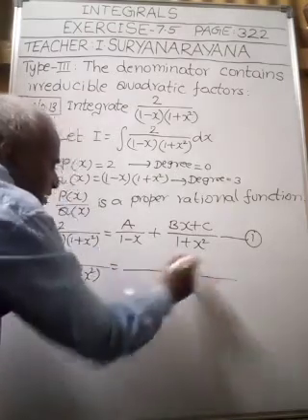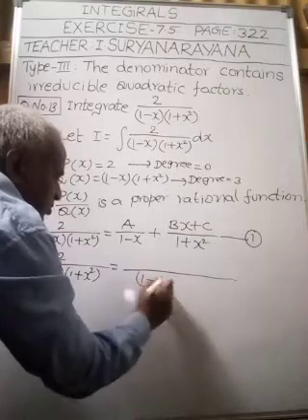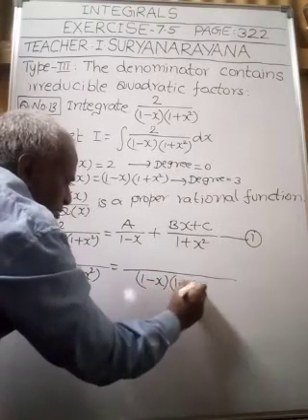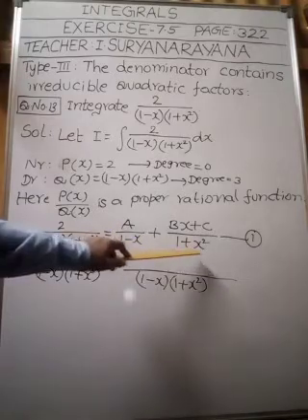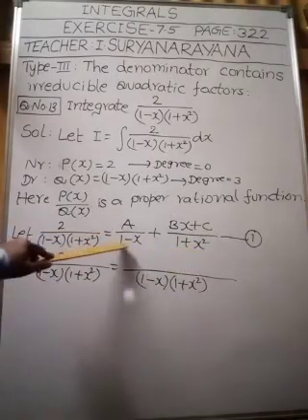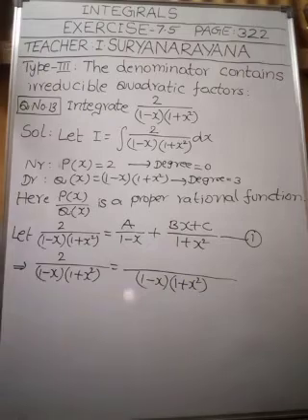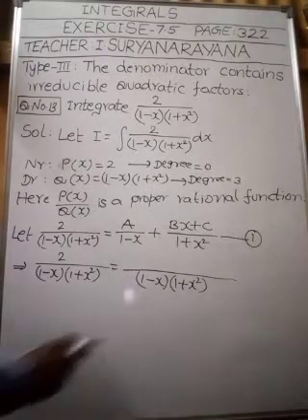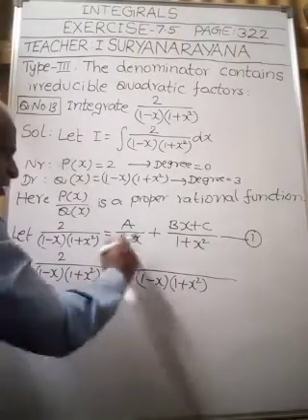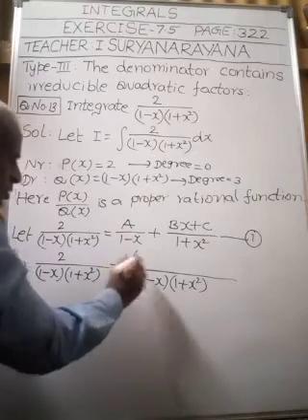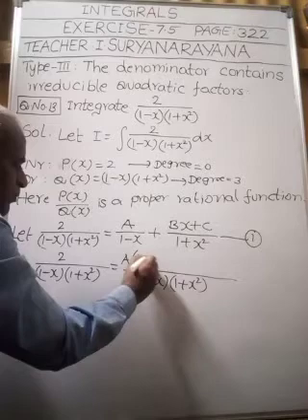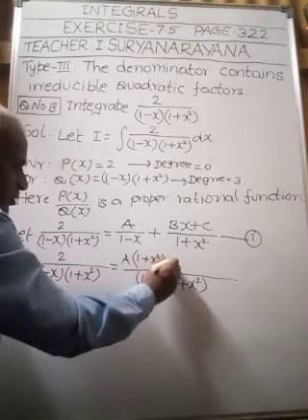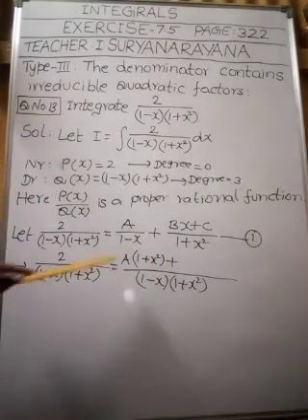here we take the LCM of these two terms. For (1 minus x) into (1 plus x square), the LCM is (1 minus x) into (1 plus x square). Understood this LCM? Right. A into (1 minus x) gets cancelled. Then what will you get? 1 plus x square. Understood this term?